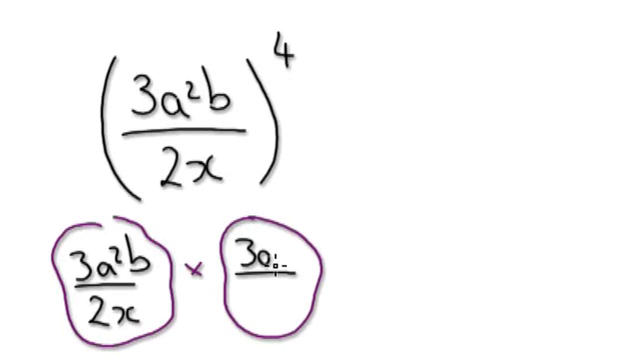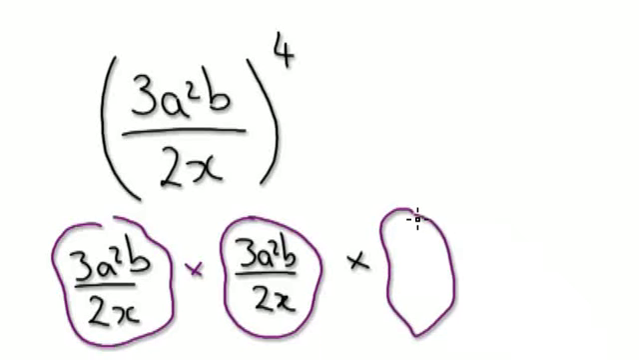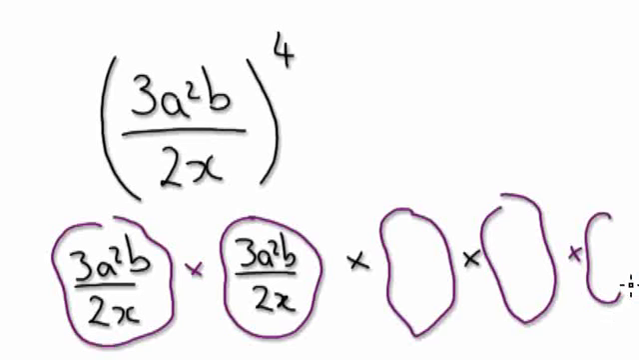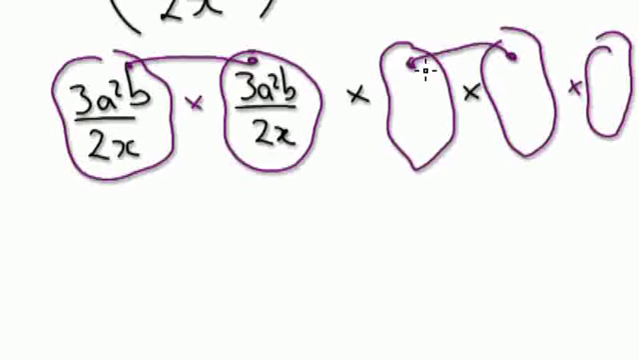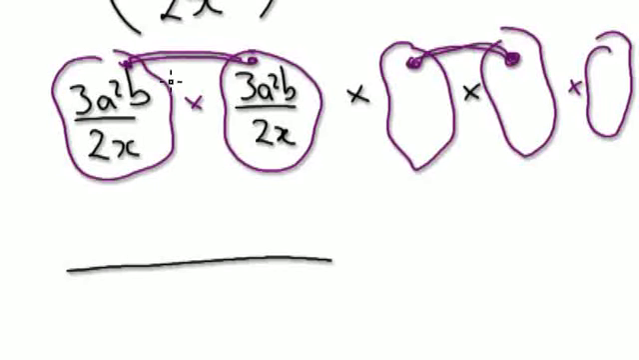So it will be 3a squared b over 2x, and then times by itself, and then times by itself again. Okay, I'm going to merge these two, and then I'm going to merge these two. Don't forget, these two will be the same as these two. So let's do this first. Remember, fraction times a fraction. So top times top, bottom times bottom.